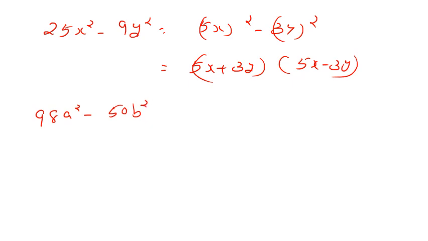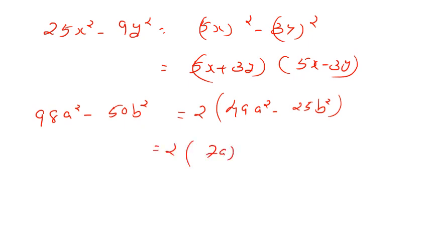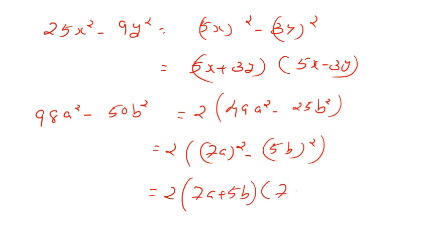So here, in the previous problem 25x squared was a perfect square and 9y squared was a perfect square. But here 98 is not a perfect square, 50 is not a perfect square. But if you take 2 outside, then what do you get? 2 into 49a squared minus 25b squared. So how to write it? 7a the whole square minus 5b the whole square. So this is of the form 7a plus 5b into 7a minus 5b. This is the answer.